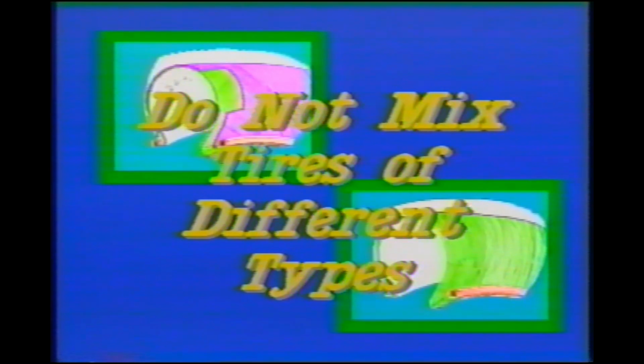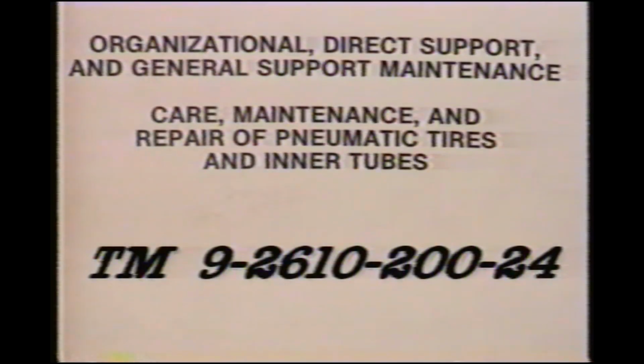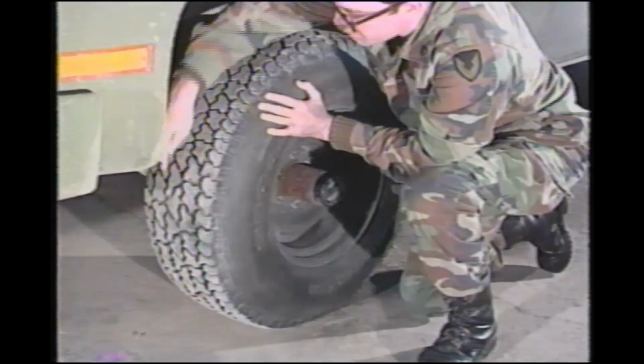Also, never interchange tire types, even if they are the same size. Radial and bias tires on the same vehicle will impair the performance, causing a dangerous driving situation. If in doubt, TM9-2610-200-24 contains guidelines for mixing tire sizes and types.